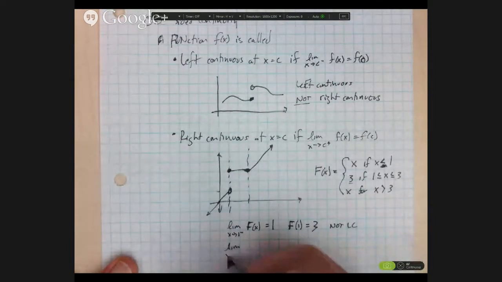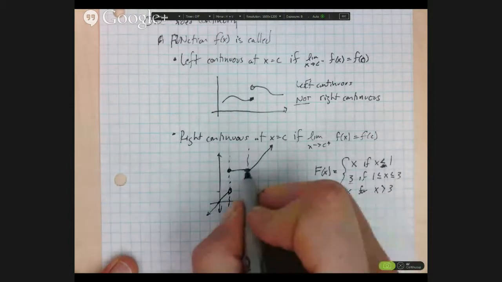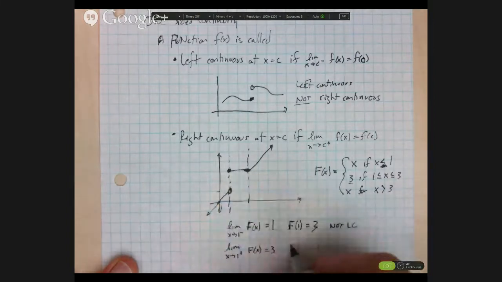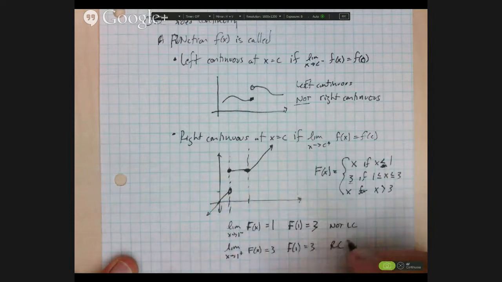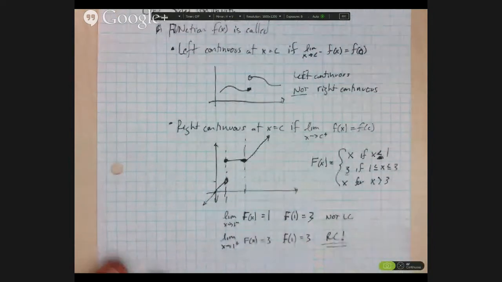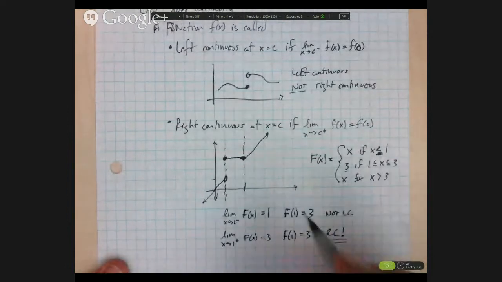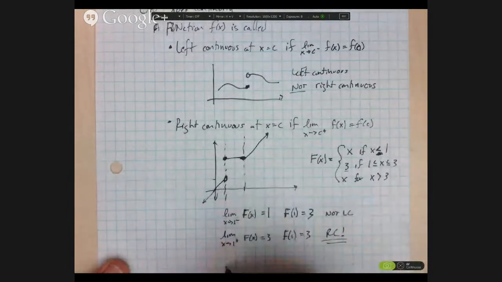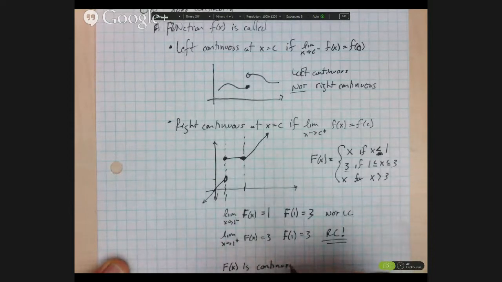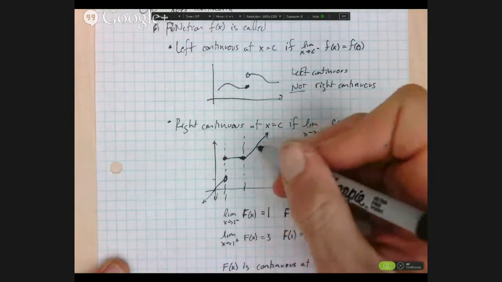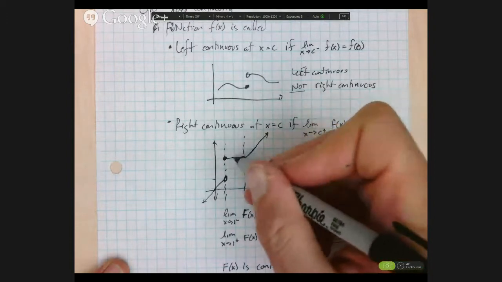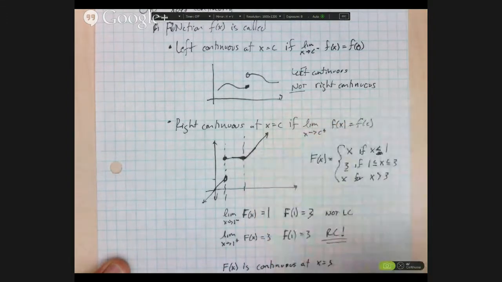The limit as x approaches 1 from the right is 3, so we're coming here. F of 1 is 3. Okay. It's right continuous. Okay, we can say that f is continuous at x equals 3. It's here because from the left, from the right, and the point exists.